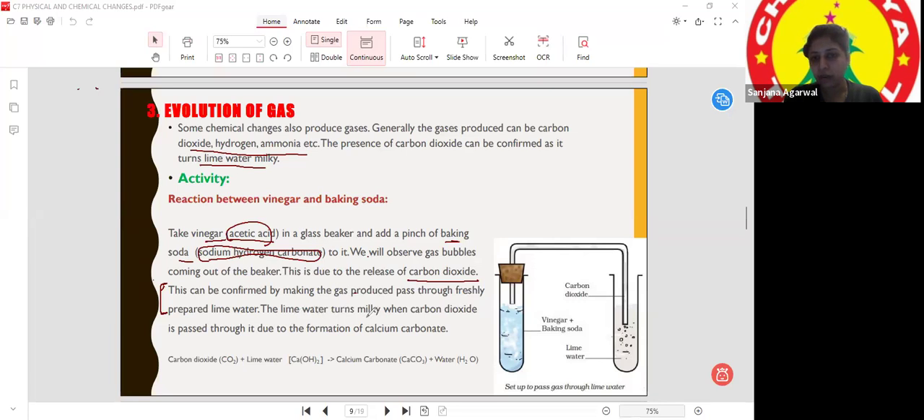The lime water will start turning milky when carbon dioxide is passed through it due to the formation of calcium carbonate. Is it okay? The chemical reaction is also written here.